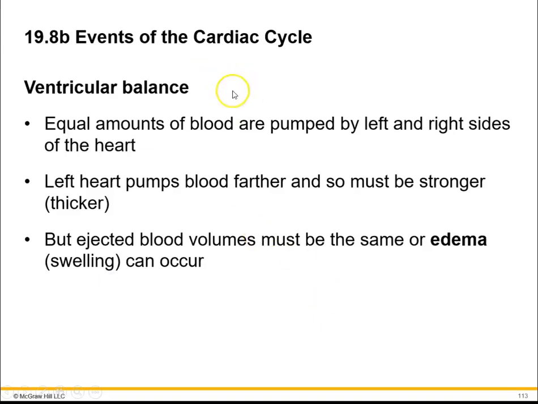Okay, the balance between the ventricles. So, equal amounts of blood are going to be pumped by the left and the right ventricles. The left ventricle is going to pump blood farther, so it has to be stronger than the right ventricle. Remember, the right ventricle only pumps to the pulmonary circuit, and the pulmonary circuit is very short. However, the ejected blood volumes must be the same, or edema can occur. For example, if the left ventricle is pumping out less blood than the right ventricle, you can see how blood can kind of get backed up in that pulmonary circuit, and that can cause pulmonary edema.